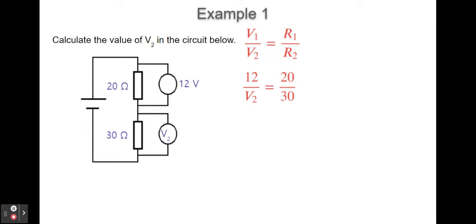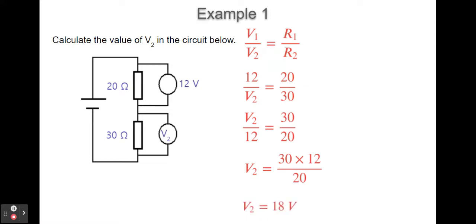Now, my tip for working out these sort of calculations is that the value that you want to work out should always be on the top of the fraction. It makes life an awful lot easier. So in this case, the V2 is at the bottom of the fraction. So at this point, what I would do is flip both sides of this fraction the other way up. And I get V2 over 12 equals 30 over 20. And then it's a straightforward bit of maths to move the 12 to the other side, multiply the other side by 12. So 30 times 12 divided by 20. And that gives me V2 is 18 volts.